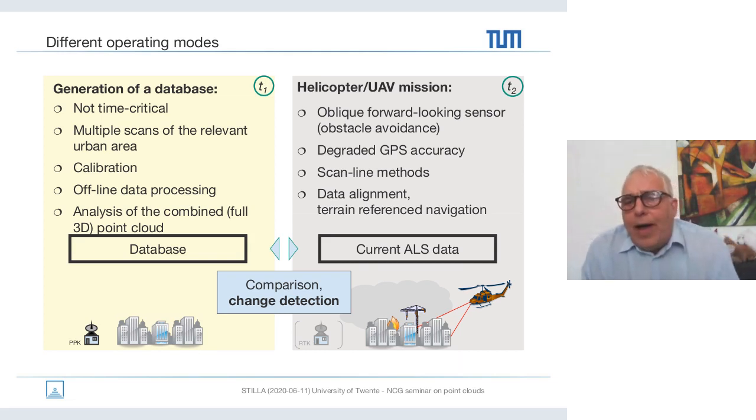and that means we have an analysis of the combined full point cloud at T1. At a different time, T2, we assume that we have a mission, a helicopter mission, and we have an oblique forward-looking sensor, for example, for obstacle avoidance. We have degraded GPS accuracy, and we want to use a scan line method, means we want to find changes on the fly, and this requires data alignment, and terrain reference navigation is then also possible.